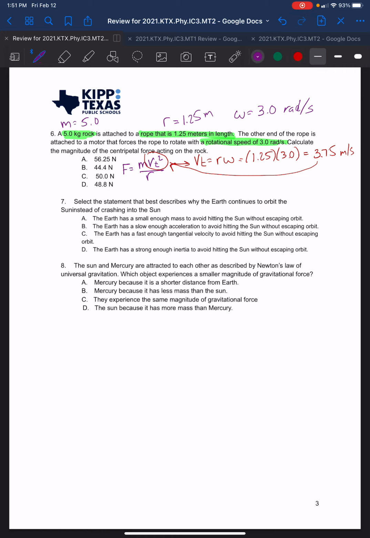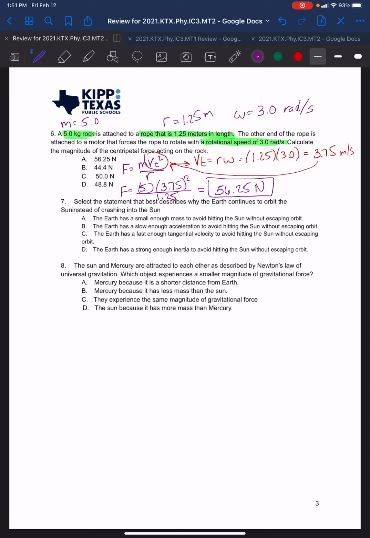Now we can take that and we can plug it back in over here. And so we get force is equal to 5 times 3.75 squared, and the whole thing divided by 1.25, and that equals 56.25 newtons.